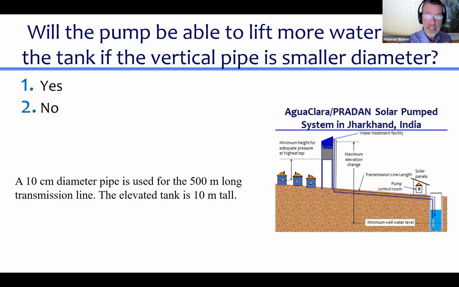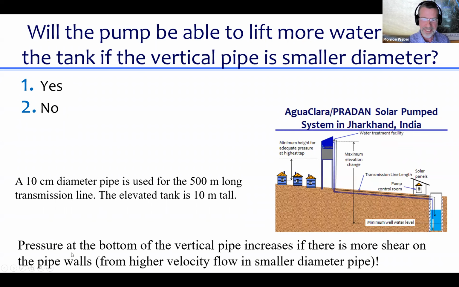So the answer is, the bigger the pipe, the more water the pump can pump through it. And the fact that there's this big column of water there is not a problem, because the pump isn't even aware of that big column of water. It just sees the pressure. Okay, I've said that enough times.